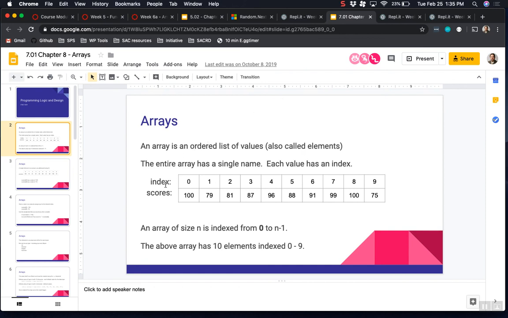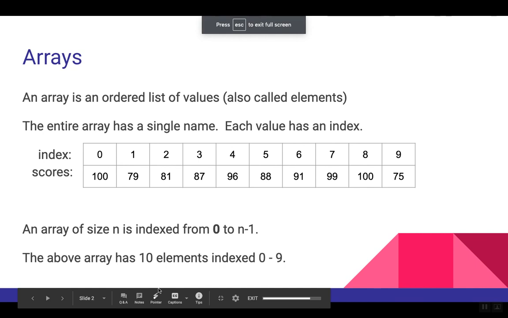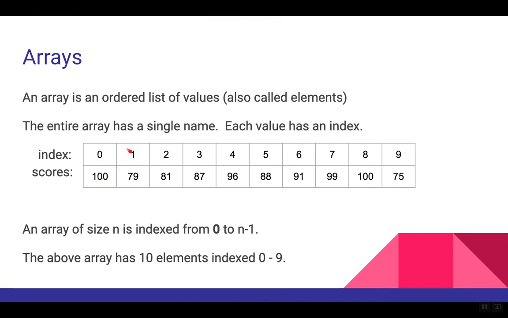So this is a visual of an array. This whole thing is an array. It has 10 elements. Each column here is an element. We haven't named this array, but let's say that the array is called scores. So then the index here, this is index 0 and it has a value of 100. This is index 1, it has a value of 79. Again, we're going with zero-based counting.